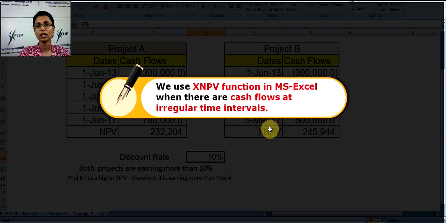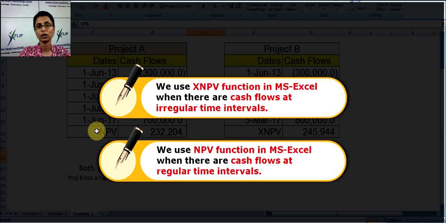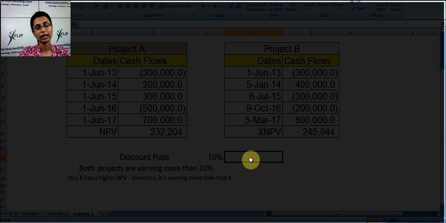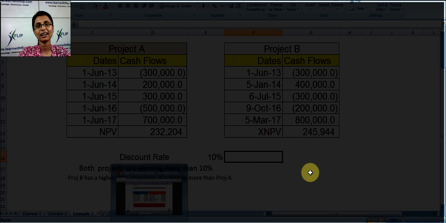And if there are irregular cash flows, we use the XNPV function in Excel. If there are regular cash flows, we use the NPV function in Excel. Okay, I hope this is clear, and we shall talk about IRR next.